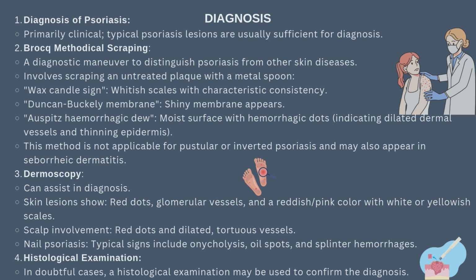Dermoscopy can assist in diagnosis. Skin lesions show red dots, glomerular vessels, and a reddish/pink color with white or yellowish scales. Scalp involvement: red dots and dilated, tortuous vessels. Nail psoriasis: typical signs include onycholysis, oil spots, and splinter hemorrhages. Histological examination: in doubtful cases, a histological examination may be used to confirm the diagnosis.